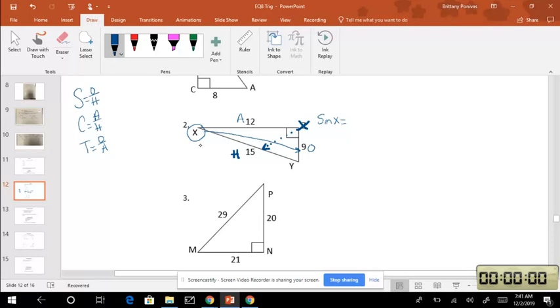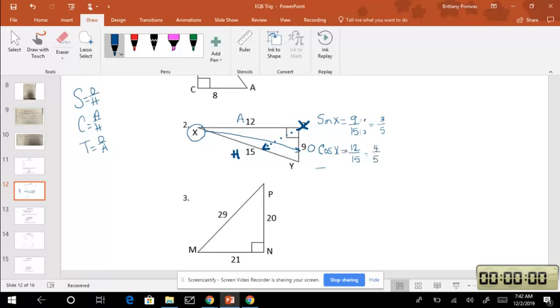So for sine of X, we are going to put opposite over hypotenuse. So 9 over 15. And then you need to reduce that. So they're both divisible by 3. Leaves me with 3 over 5. Now we're going to do cosine of X. So cosine X equals, cosine uses the adjacent side over the hypotenuse. The adjacent side is labeled 12. The hypotenuse is still going to be 15. These are both divisible by 3, leaves me with 4 over 5.